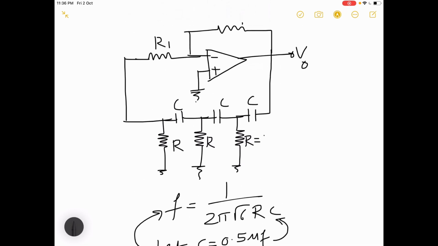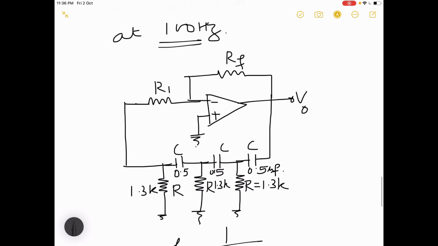Okay, so put the values here also in the circuit diagram. R is equal to 1.3 K, 1.3 K and then 1.3 K. C is 0.5 microfarad, 0.5 microfarad. Write the unit also. Here I don't have place, so that's why I have not written, but you write 0.5 microfarad. Now what is remaining? That is R1 and RF.